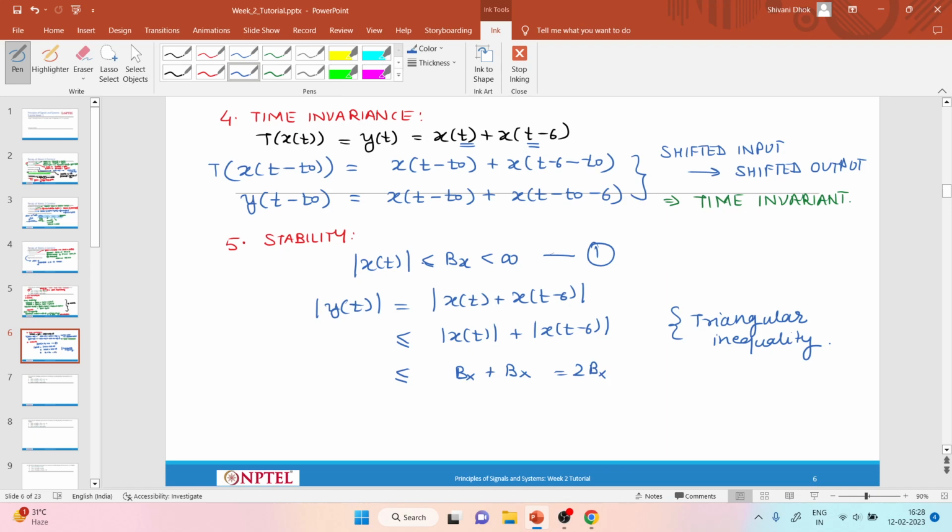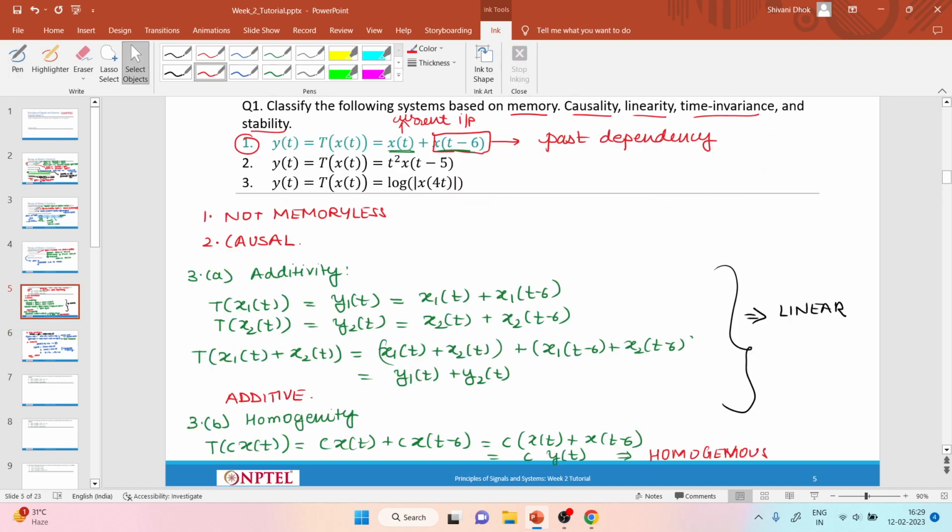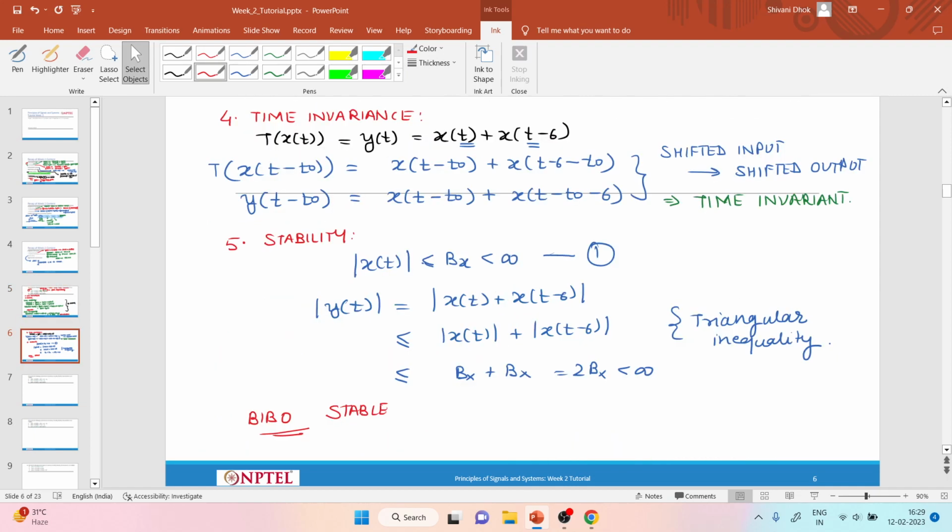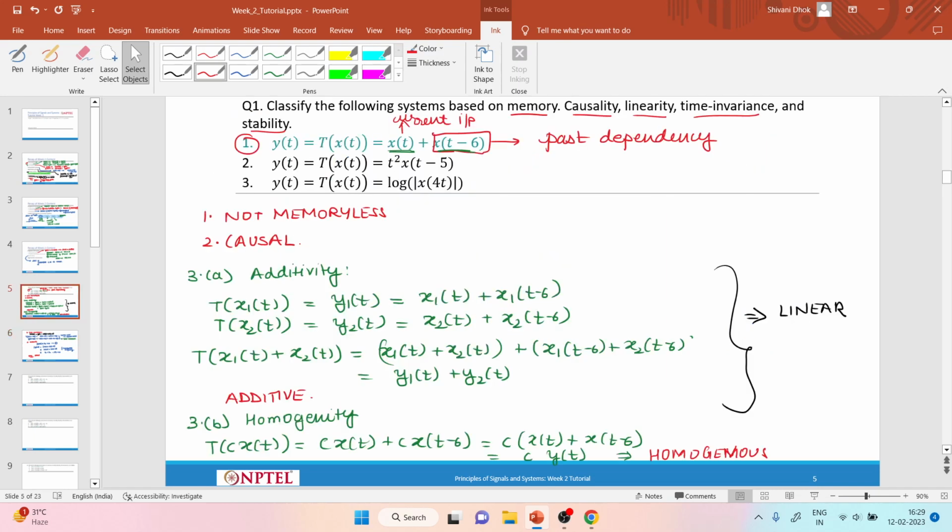And we know that since this bx is less than infinity, this mod of y of t will also be less than infinity, which means that for a bounded input I am getting a bounded output, and that's why this system is stable. To be precise, this is BIBO stable. So this system is not memoryless, it is causal, it is linear, it is time invariant, and it is stable. So these are the 5 properties that we wanted to check for this system.